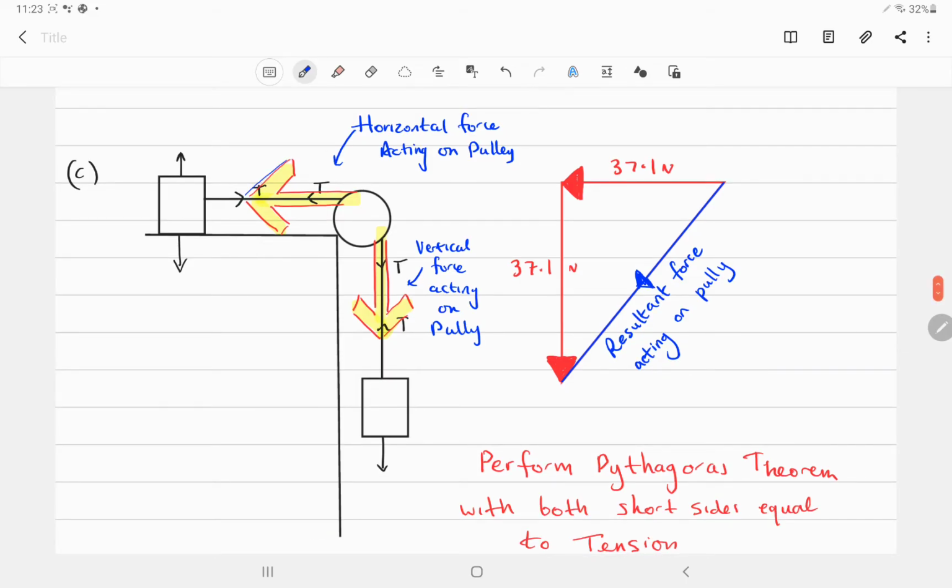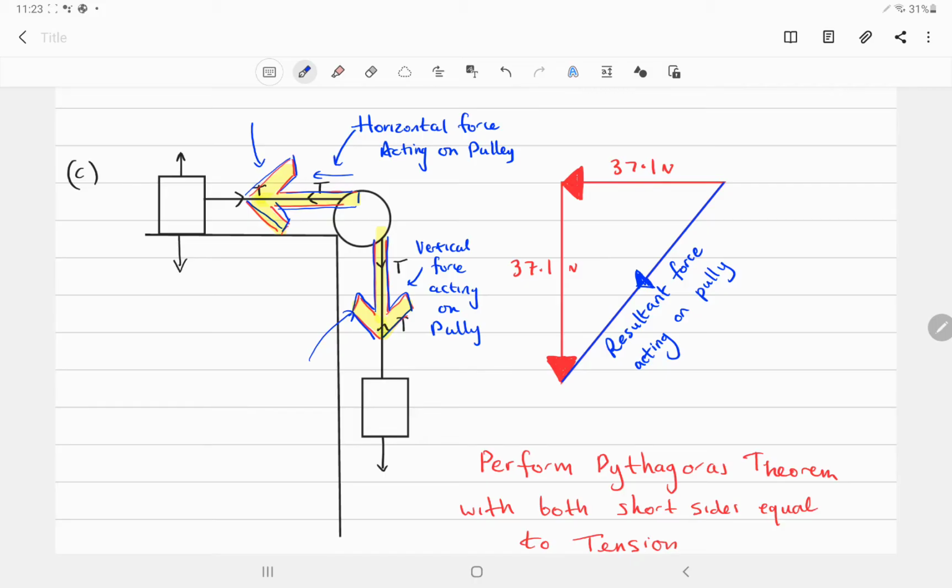This arrow, this tension is pulling against the pulley in that direction. So that is a force acting on the pulley, that yellow arrow. There's also a force here, this other yellow arrow, pulling down on the pulley. So can you see that we have two tensions acting on the pulley? Now we know the value of those tensions. Those tensions are both the same.